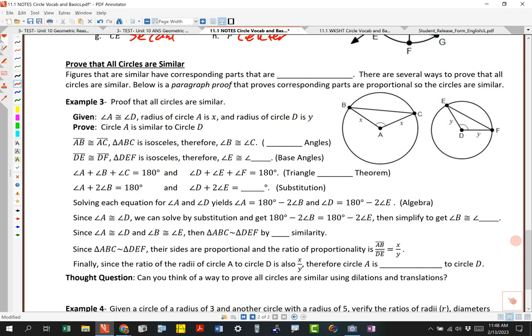You saw last week that there were dozens, if not hundreds, of different proofs of the Pythagorean theorem. Some were ridiculously complicated. Some were really just beautifully simple. I want to show you a proof here: a proof that all circles are similar. Figures that are similar have corresponding parts that are proportional. They're not congruent, they're proportional.